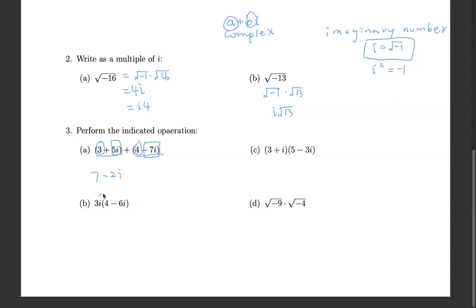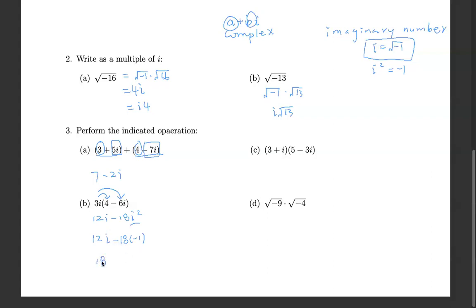For B, we can multiply 3i to 4 minus 6i, which means 3i is a common factor of 4 and negative 6i. 3i times 4, that's 12i. Then minus 3 times negative 6, that's negative 18 i times i will have i squared. And we cannot stop here, because we know i squared is negative 1. So we have negative 18 times negative 1, plus 12i. Negative 18 times negative 1, that's positive 18.